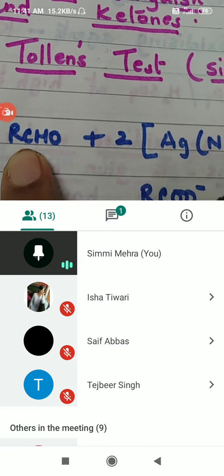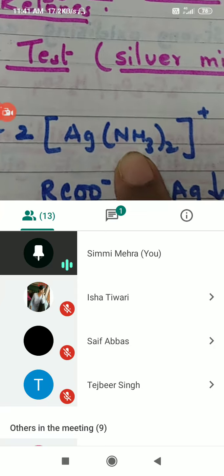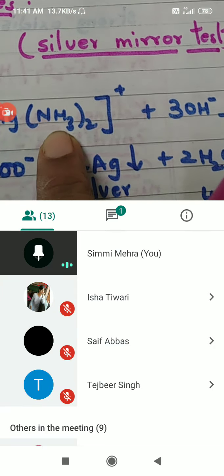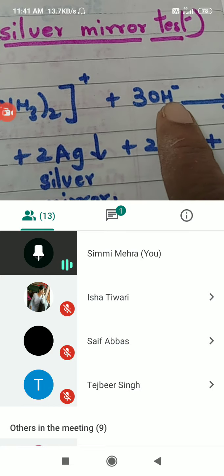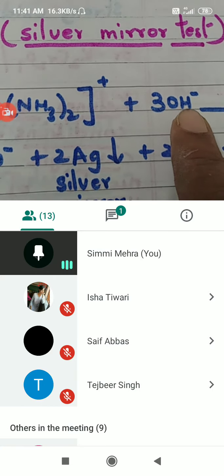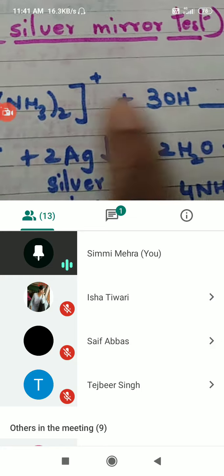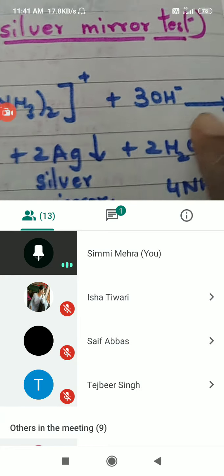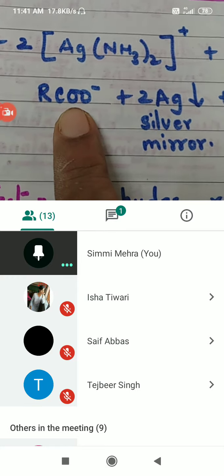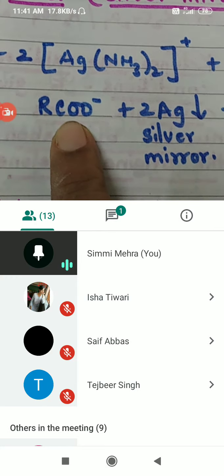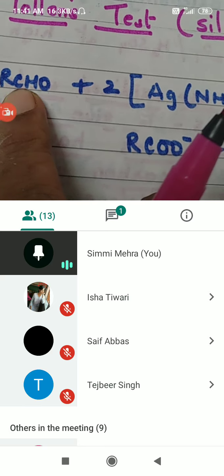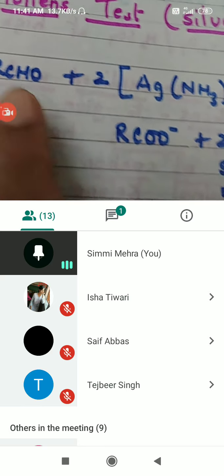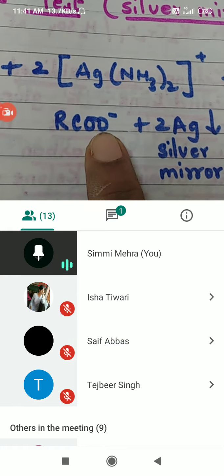And an aldehyde, when treated with Tollens reagent, which acts like a mild oxidizing agent, gives... from where are these OH ions coming? Ammonium hydroxide. Ammonia is forming the complex and hydroxyl ions are providing the basic medium. So we get an acid with the same number of carbon atoms. Here R is retained and CHO is oxidized to COO minus.